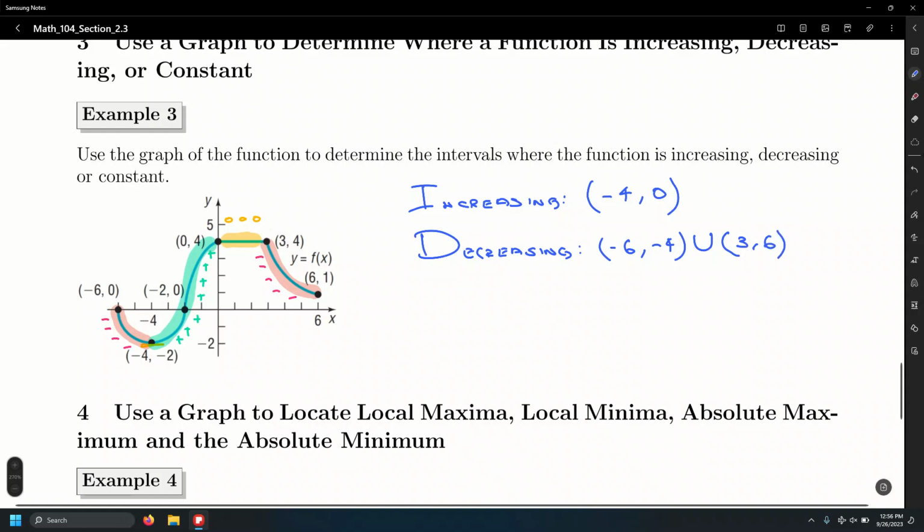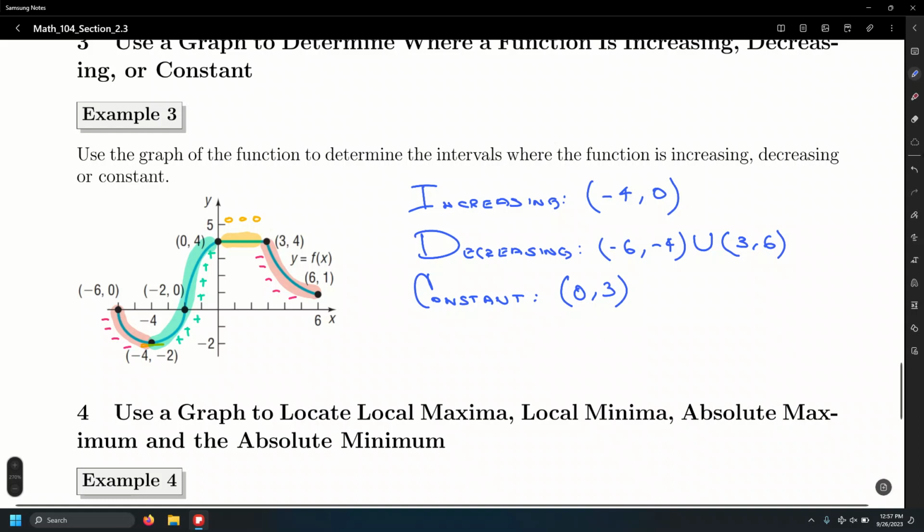And lastly, constant. That is the interval where the function neither increases nor decreases, which is precisely this part in yellow where it remains flat. That goes from x equals 0 to x equals 3. And again, exclusive, 0 to 3. All right.